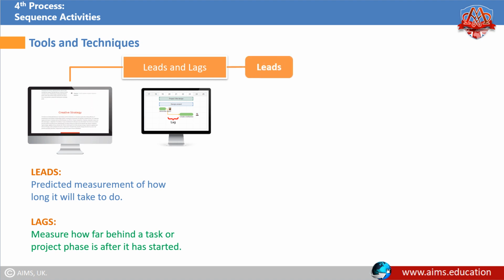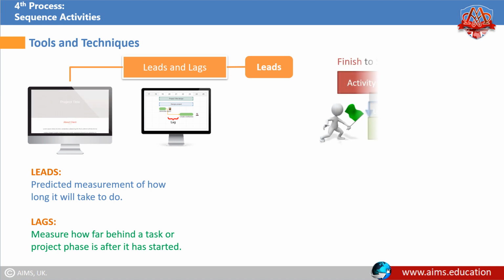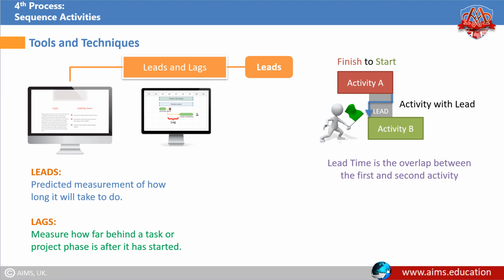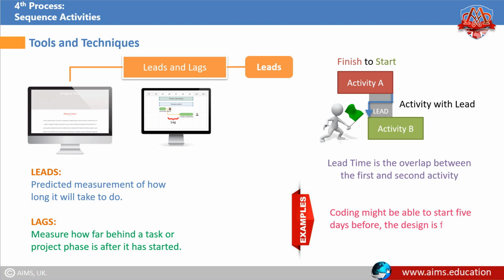What is lead? Lead means the beginning of a successor activity before the completion of its predecessor. Lead is the acceleration of the successor activity, or simply we can say that lead is the overlap between the predecessor and the successor activity. For example, coding might be able to start 5 days before the design is finished. Lead time can be considered a negative value.